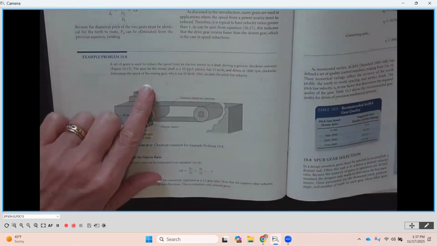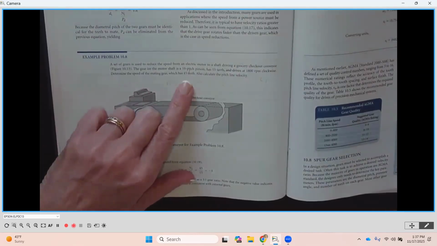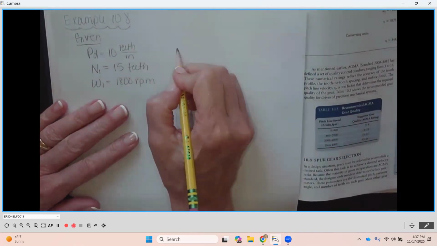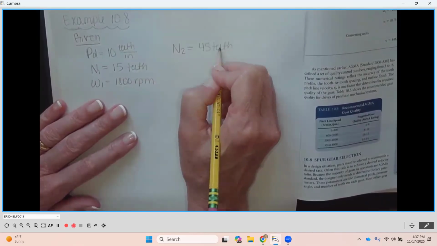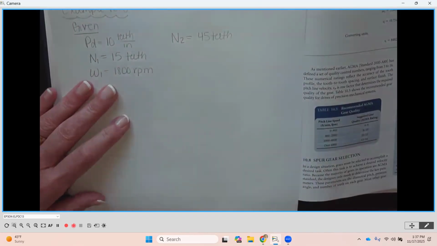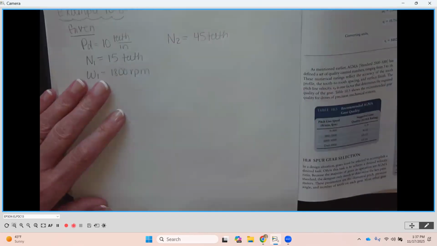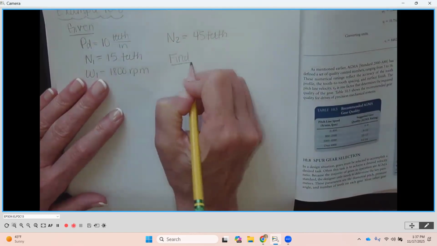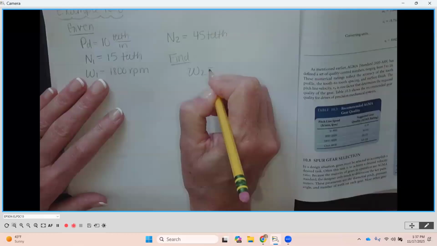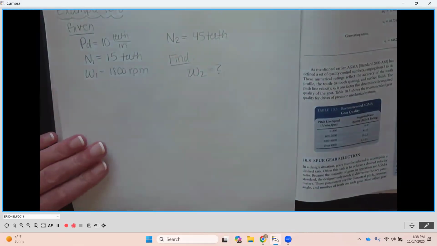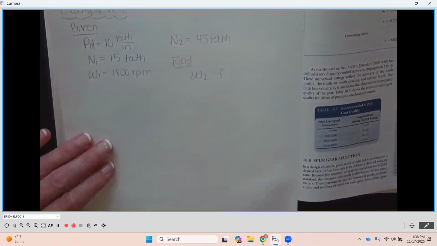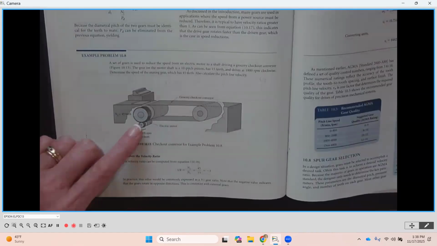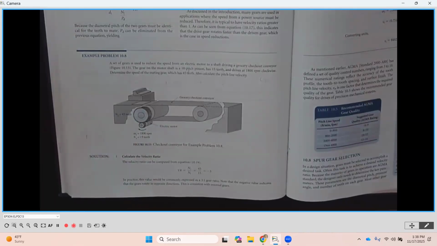Moving along, determine the speed of the mating gear, which has 45 teeth. So N2, which is the mating gear, is 45 teeth. And we need to determine the speed of the mating gear. Do we have everything else? Yeah. So we need to find W2, the angular velocity of the mating gear. We know what the input is on the motor. We need to find out how fast W2 is going on that gear that's mounted to the conveyor itself.